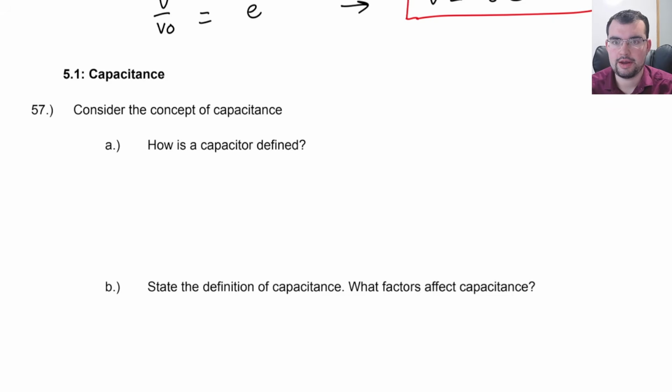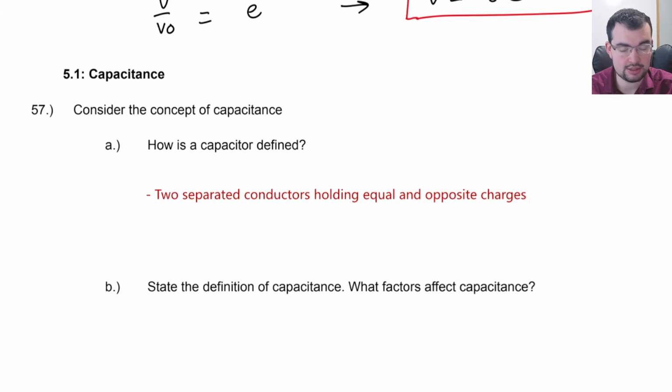All right, now we're on to our last unit. So for this half, we're going to talk about capacitors and their uses in circuits. So to begin, we're just going to define capacitors. So what is a capacitor? Well, we just define capacitors as two separated conductors holding equal and opposite charges.